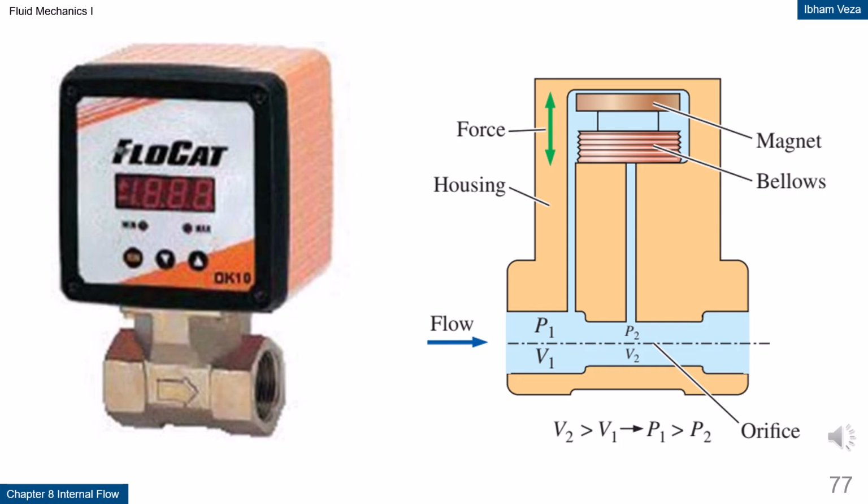Orifice meter. Fluid passing through an orifice experiences an increase in velocity and a decrease in pressure. The pressure difference before and after the orifice is measured using a pressure transducer. This pressure signal is then converted into an electronic signal. The flow rate value is displayed digitally for monitoring. The operating principle is still based on the relationship between pressure and flow velocity.